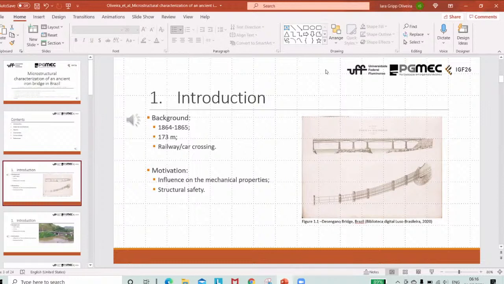So our main motivation here was to understand the behavior of the microstructure of this material and how it can influence the mechanical properties that we find in the literature, in order to have more information on how this material behaves to guarantee the structural safety of those structures that we are still using today. It is also known that these materials suffer a degradation process over time, so it's really important to understand and have more knowledge about it.